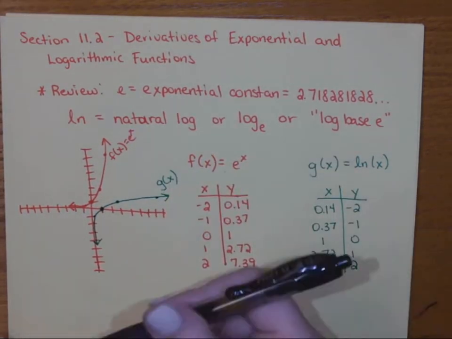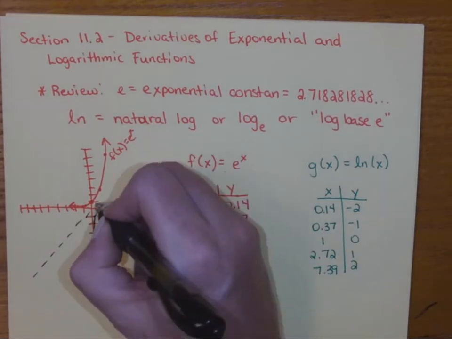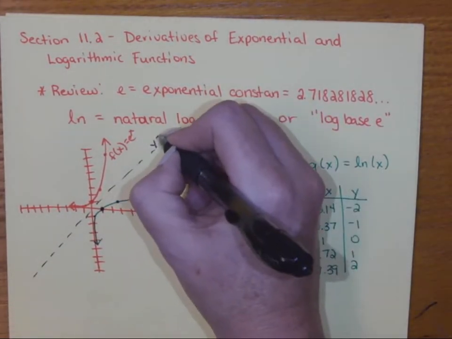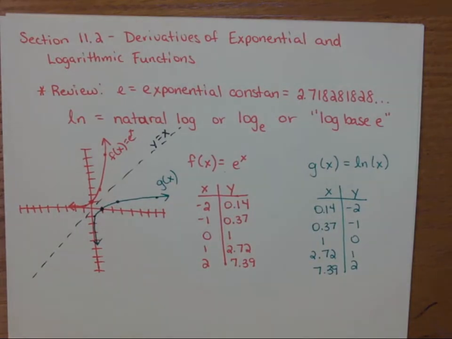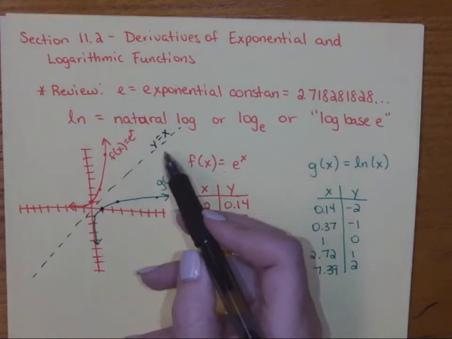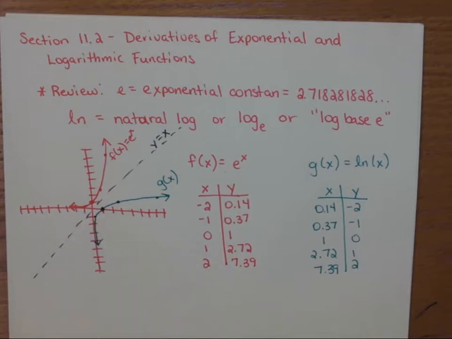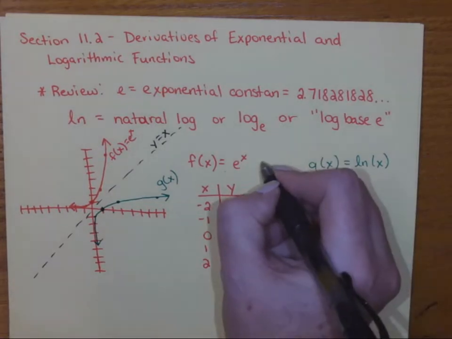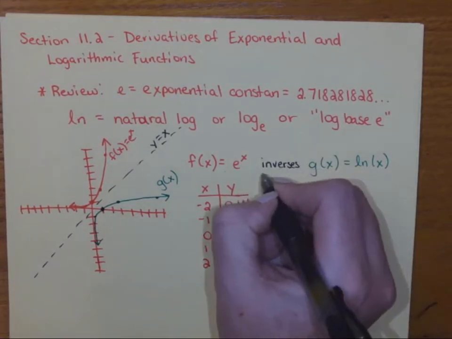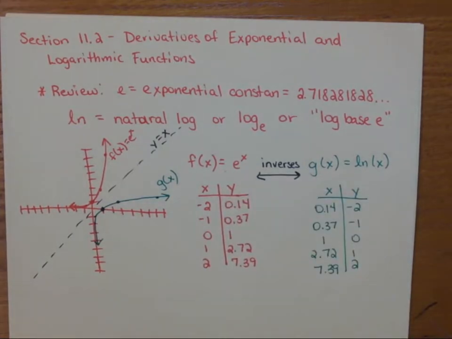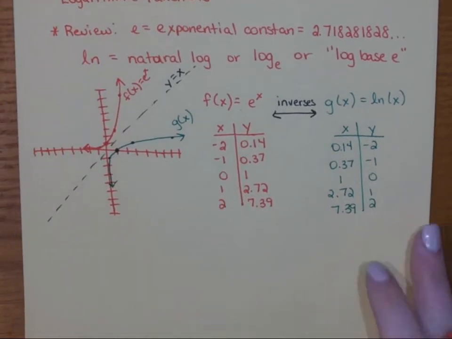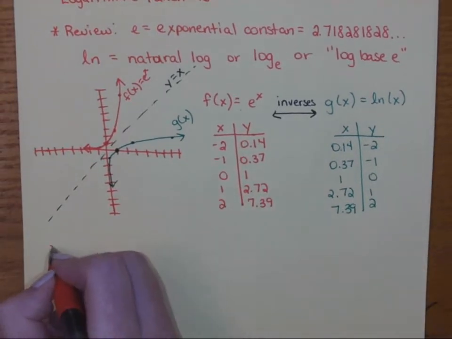And in fact, in algebra, we learn that inverses have graphs that are reflected over the line y equals x. So if you picture the line that I drew in black here, y equals x, notice these are flipped versions of each other. So whereas the red graph, the e to the x graph, has a horizontal asymptote at 0, notice the green graph has a vertical asymptote at 0. Okay, but these are inverses of each other. So e to the x and ln of x are inverses. So hopefully that'll help you as we talk about the derivatives later on.